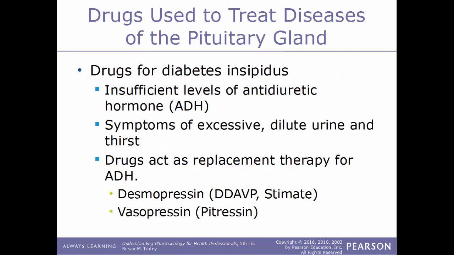Another condition of the pituitary gland is diabetes insipidus. Now this is having insufficient levels of antidiuretic hormone, or ADH. Some common symptoms of this condition are having excessive amounts of very dilute urine, and also having a high level of thirst. The drugs that are given to treat this condition act as a replacement for the hormone ADH. Some examples of this would be desmopressin, sold under the names Stimate or DDAVP, or vasopressin, sold under the name Pitressin.